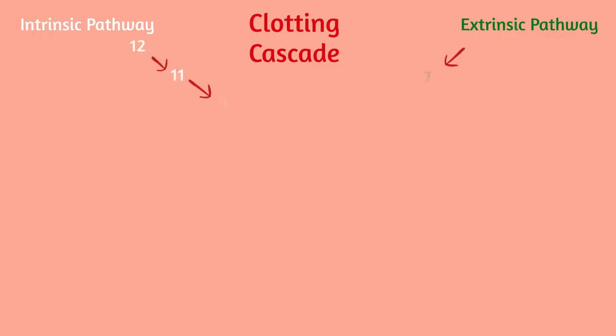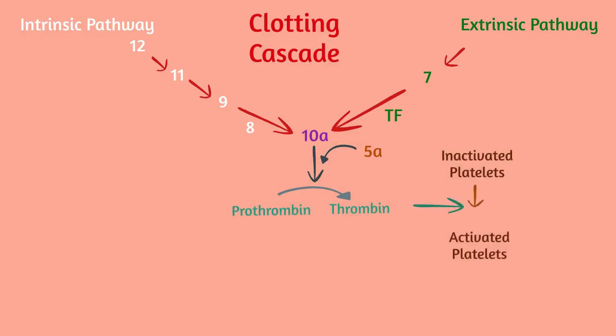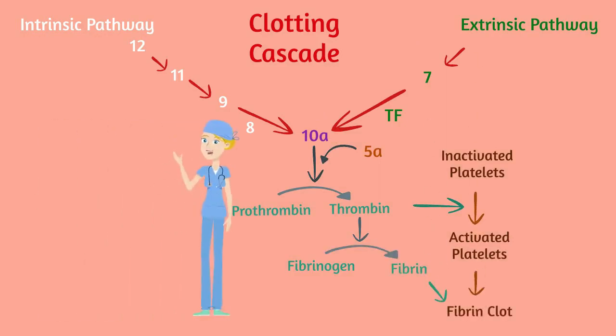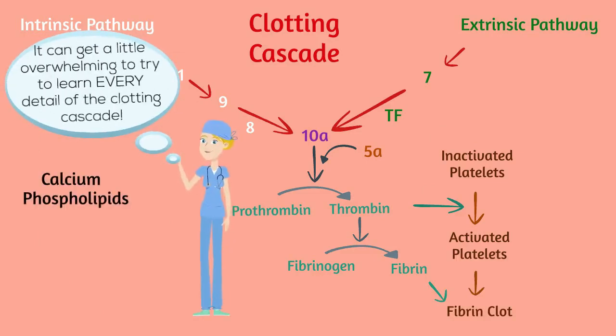Progressing forward on the cascade from factor 10A, there's a common pathway now which leads us to the outcome of clotting. Factor 10A and factor 5A are the catalysts that convert prothrombin to thrombin. The presence of thrombin will activate platelets and convert fibrinogen to our final product of fibrin, which is the clot. Keep in mind that conversion of different factors in both the intrinsic and extrinsic pathways may include additional catalyst products such as calcium or phospholipids, which I didn't expand upon in this example.